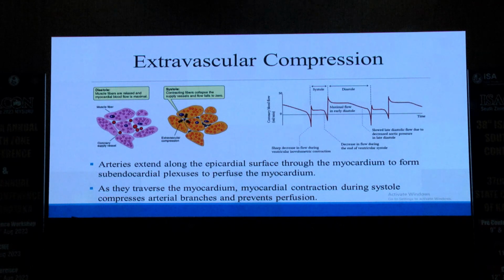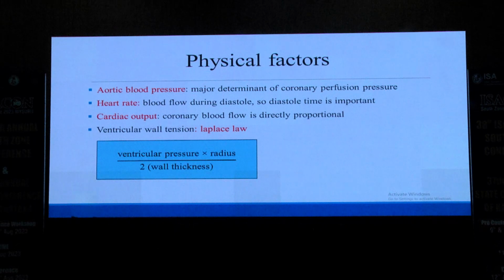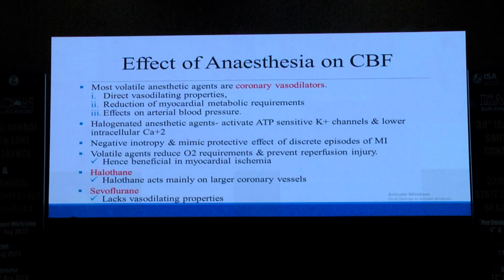So from the blood flow during the cardiac cycle in this diagram, we can make sure that the maximum flow is during the early diastole, where the ventricular contraction is the least. There are many physical factors which modulate the coronary blood flow either by increasing the demand or by decreasing the supply. Coming to the effects of anesthesia on coronary blood flow, the most volatile agents are potent vasodilators.